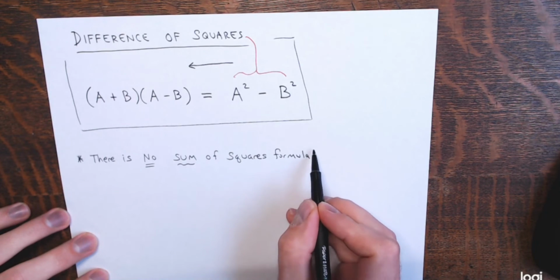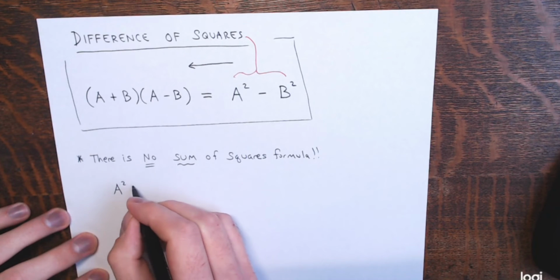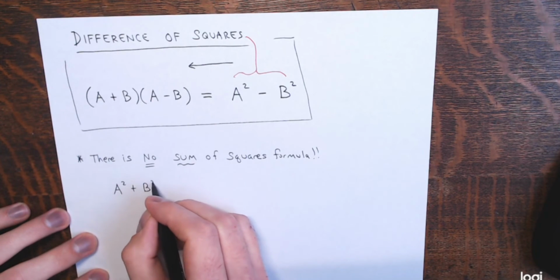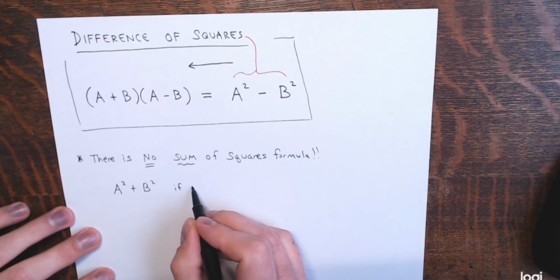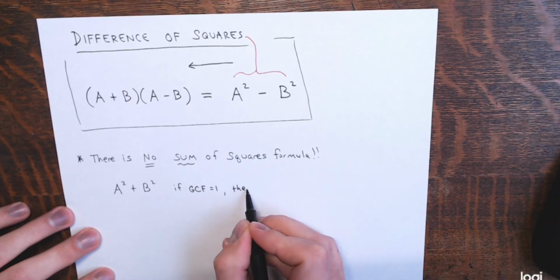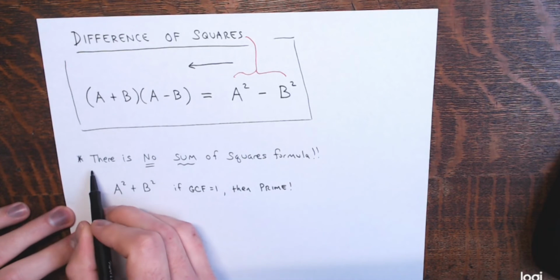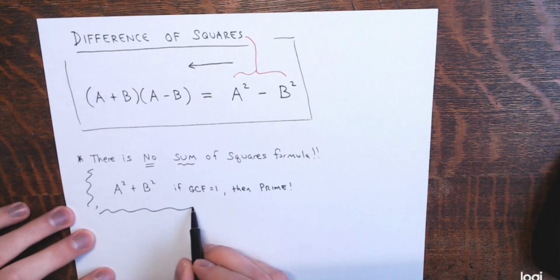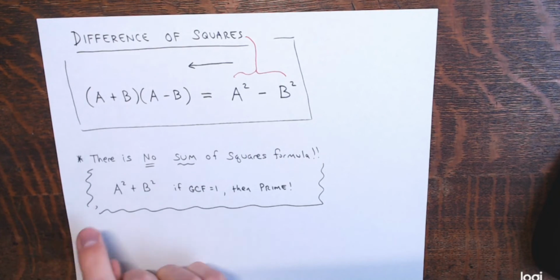Okay, there is no sum of squares formula. If you see a squared plus b squared, if no GCF, if the GCF is 1, then it's prime. You would just not factor it at all, okay? If you can't pull out a common factor, then it's prime.